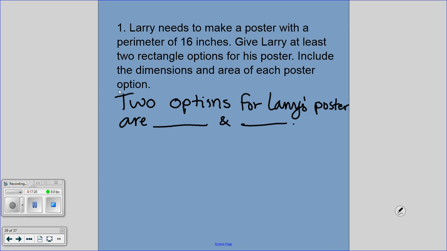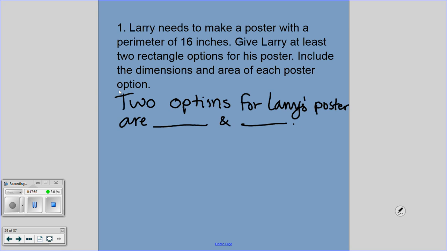Lucy? Yeah. Am I going to draw a picture in those blanks though? No, I might give a dimension. So I might say 2 options for Larry's poster are a 1x2 and a 3x4. Now those are not going to work for his options, but that's what we're looking for. Are we good there? Yes. All right, we know what we're doing.